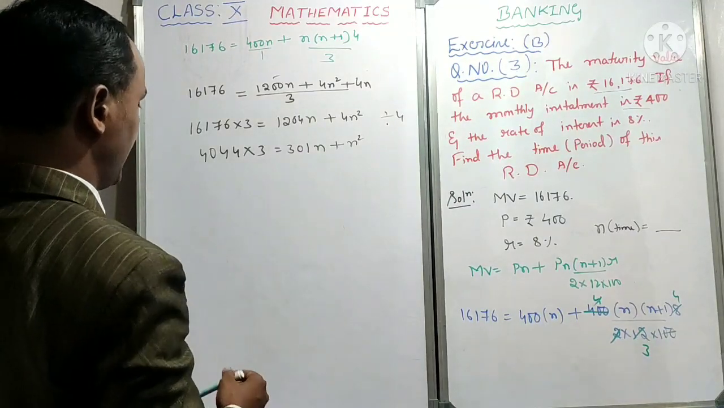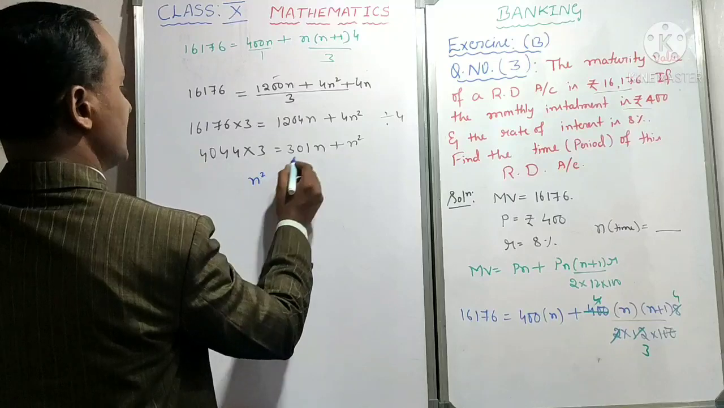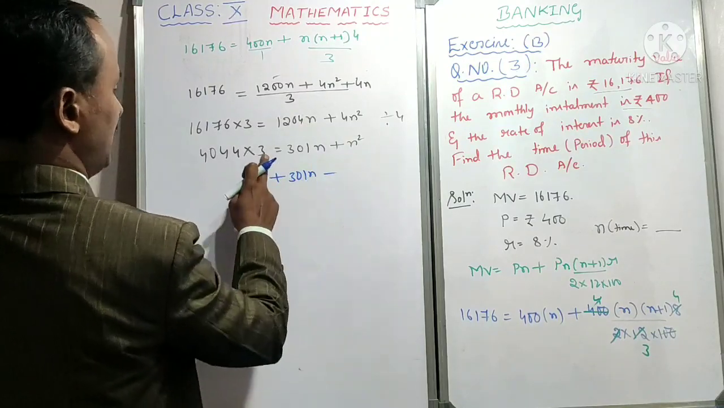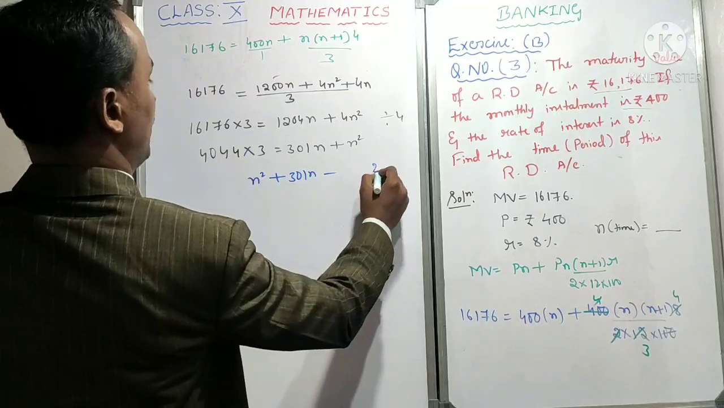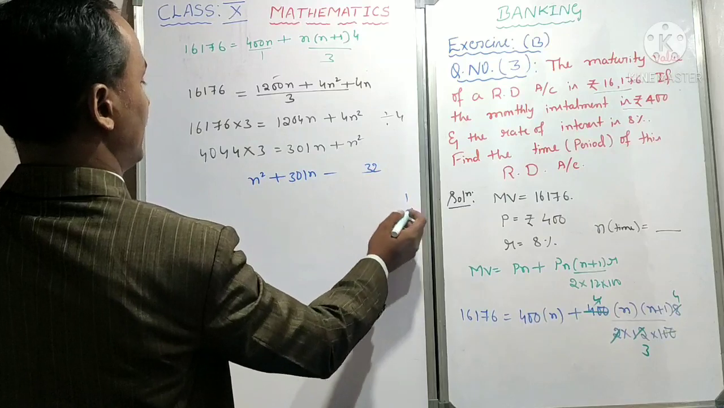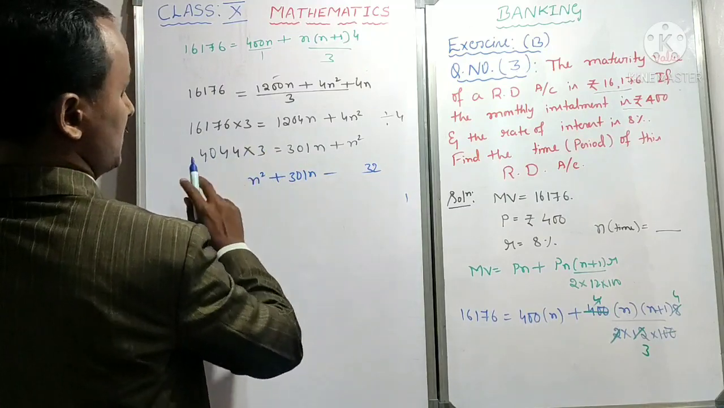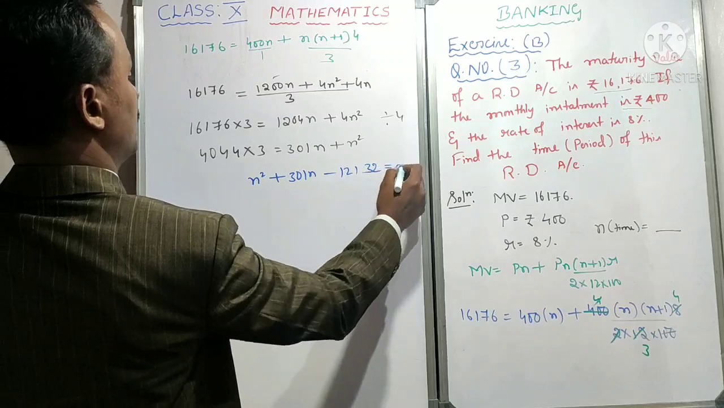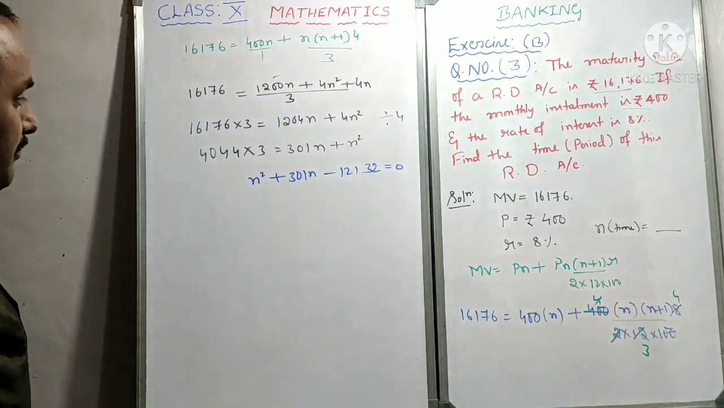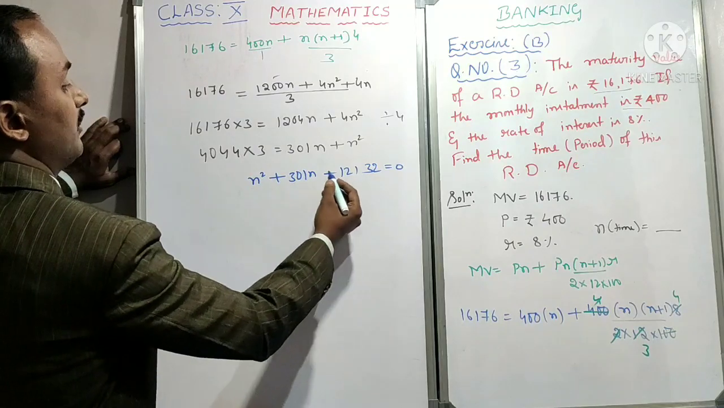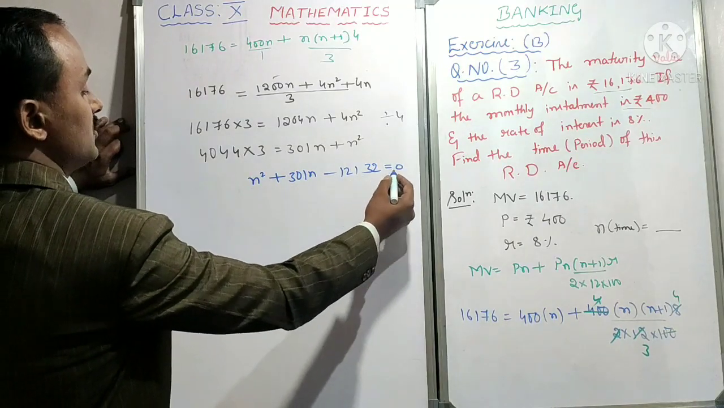I will continue, observe carefully. N square I will write as it is plus 301N. This one comes to that side, minus. Multiply, 4 3s are 12, 1 carry, 4 3s are 12 plus 1, 13, 1 carry, 3 into 0, 0, 0 plus 1, 1, 3 4s are 12, is equal to 0. Now what next step? Factorization. N square plus 301N minus 12,132 is equal to 0.